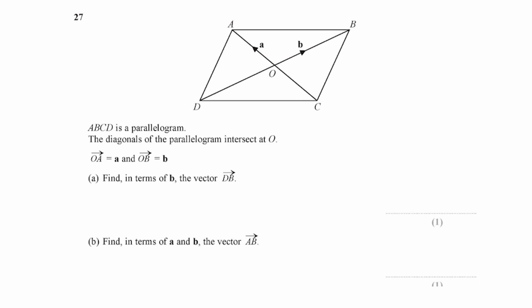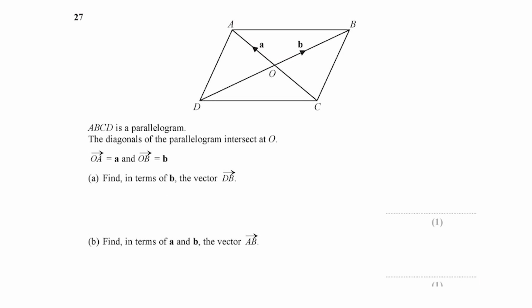Question 27, the final question, and it's all to do with vectors. I think these vector questions are actually quite doable. Considering it's the last question in the paper, I think they're not that bad and worth a bit of practice, definitely if you're trying to get those higher grades on this foundation paper. Right then, so ABCD is a parallelogram. The diagonals of the parallelogram intersect at O, and OA, or we could say vector OA, is equal to a, vector OB is equal to b, and then question a: find in terms of b the vector DB.